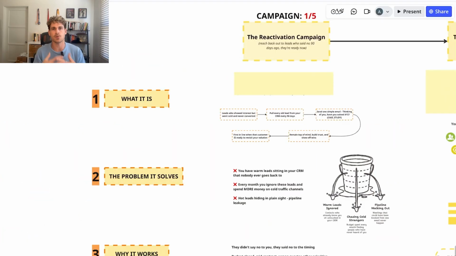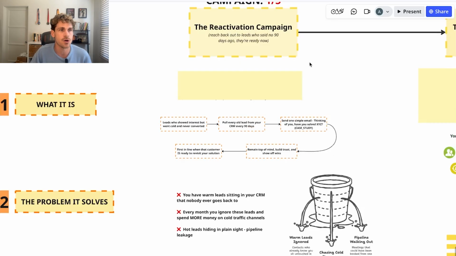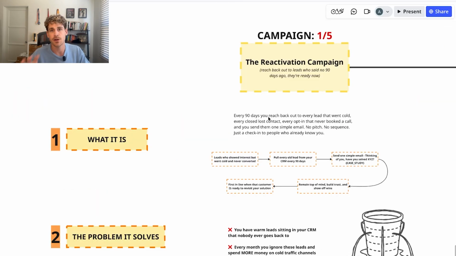This first campaign is one of my personal favorites, and it's something we'll install almost immediately for any new client to quickly get them some fast wins. This is called the reactivation campaign. This one is a very simple campaign. It's basically reactivating the leads that you guys have already generated at a certain point.